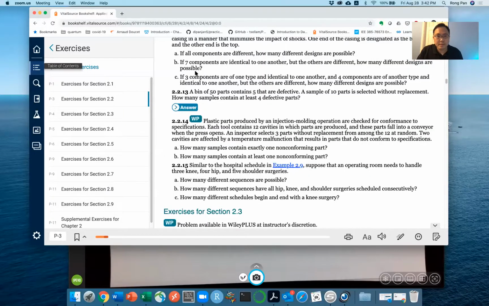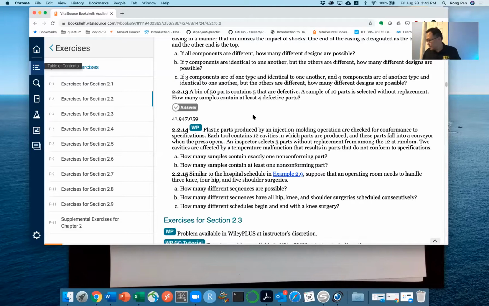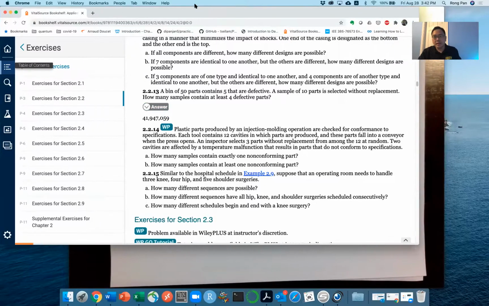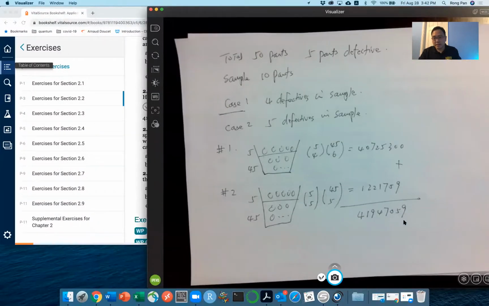Switch. All right, and for this problem, there's an answer. Okay, and you can see this answer, and the answer we calculated. Okay, and they are the same.